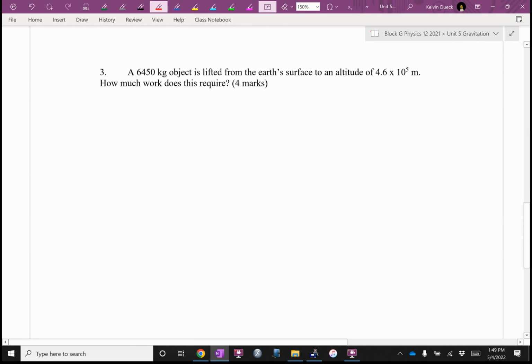Ooh. What's this asking me to find? How much work? That's going to be change in potential plus change in kinetic. Oh, wait. Are we in a stable orbit? Does this question say orbit anywhere? In fact, this question says lifted.